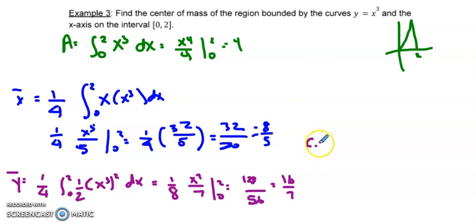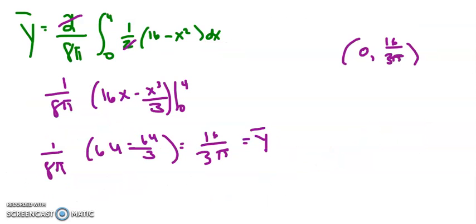So my center of mass of this lamina is 8/5, 16 over 7. All right, and I just have one last example to show.